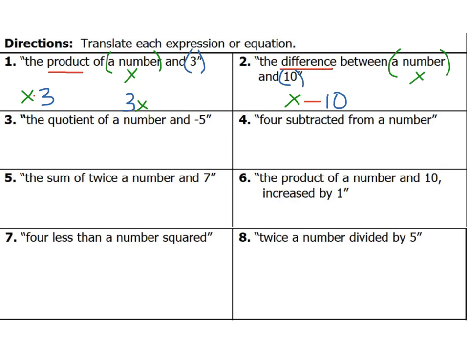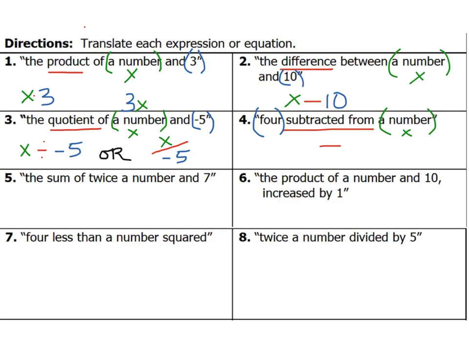Be sure to show your annotations as well. All right, I want you to take a look at number 3 and see how you did with the quotient of a number and -5. There are 2 different ways of writing it, but both do say x divided by -5. The second way here is probably the most preferable for us, okay?